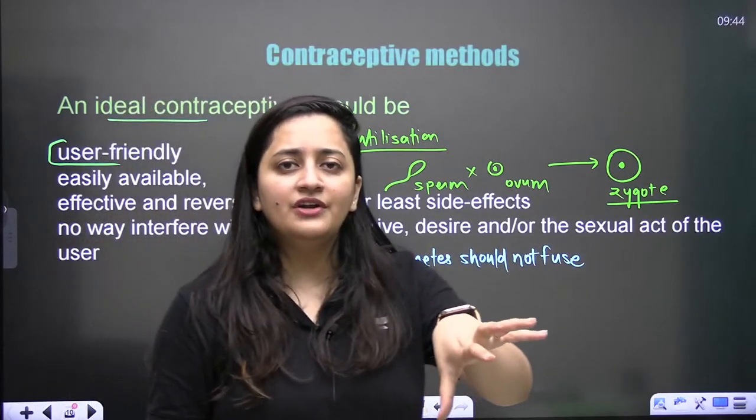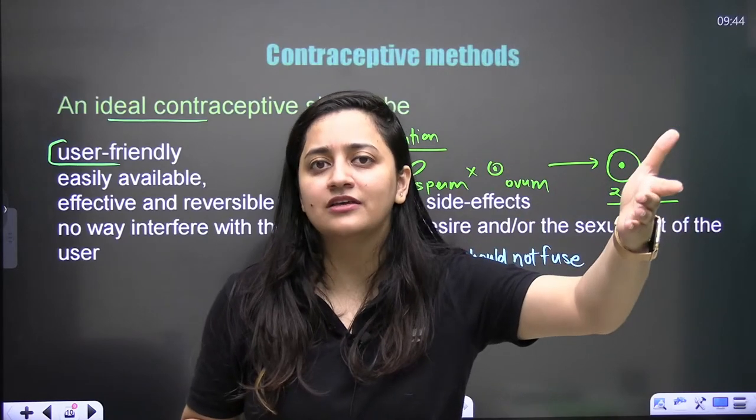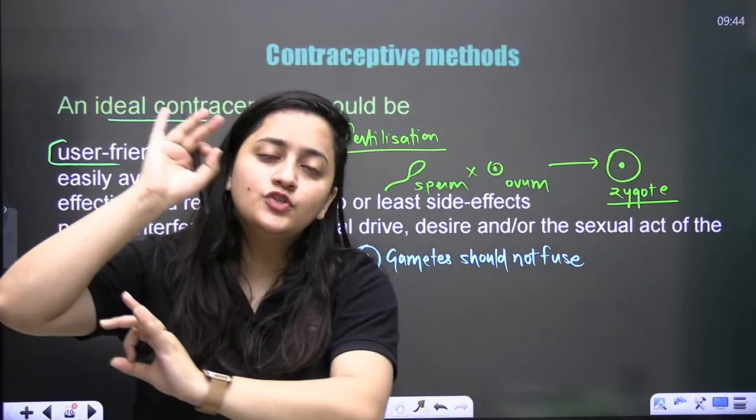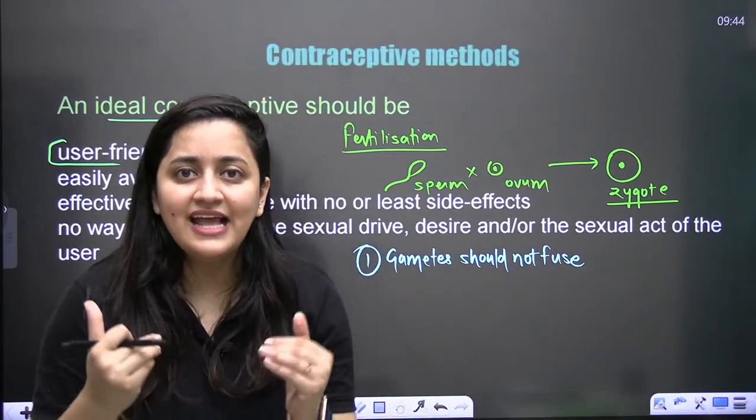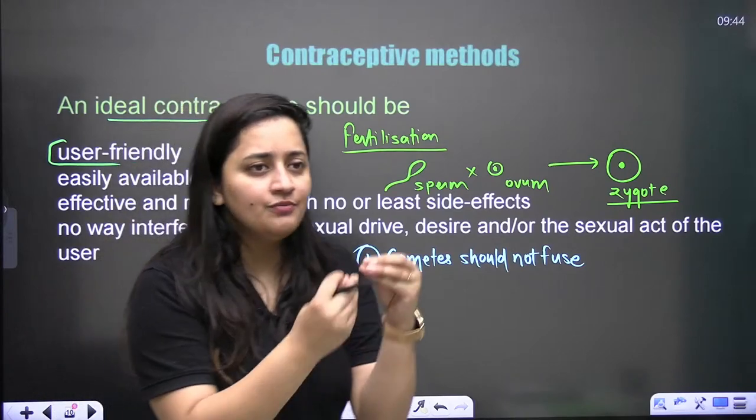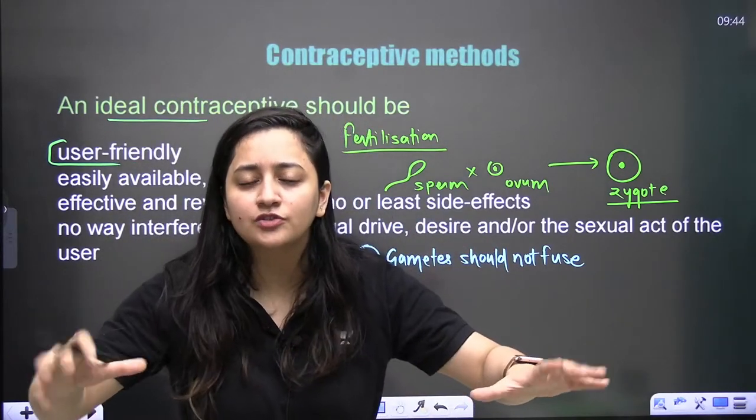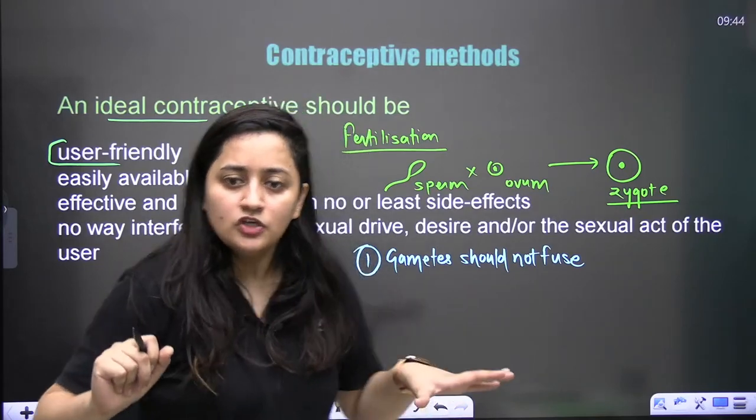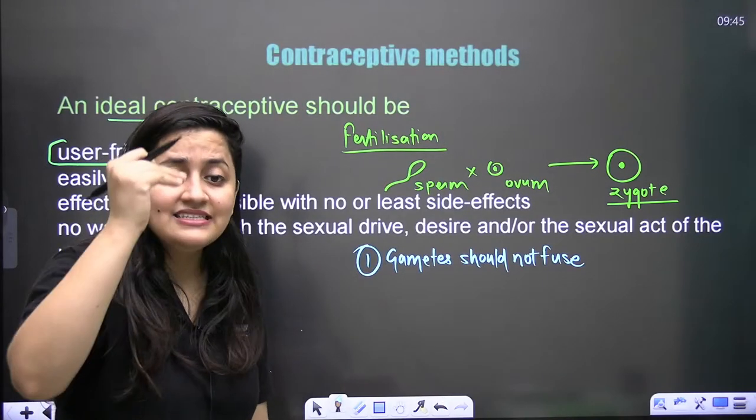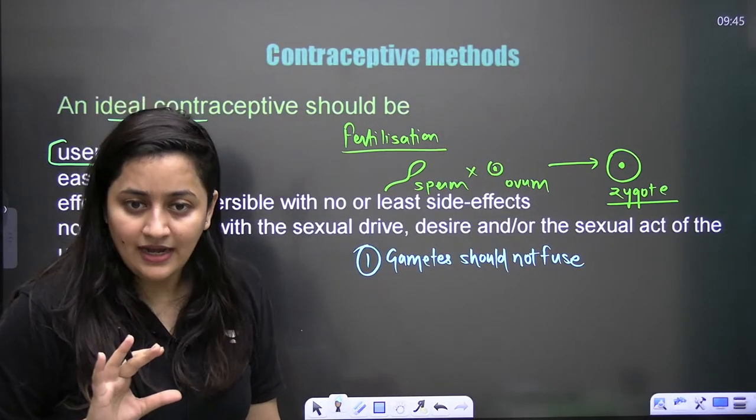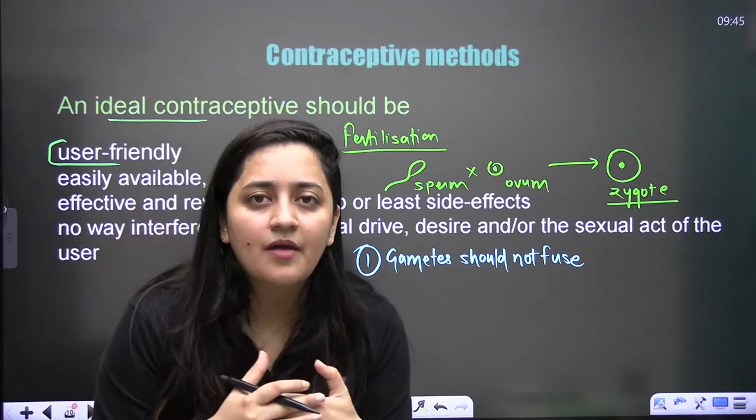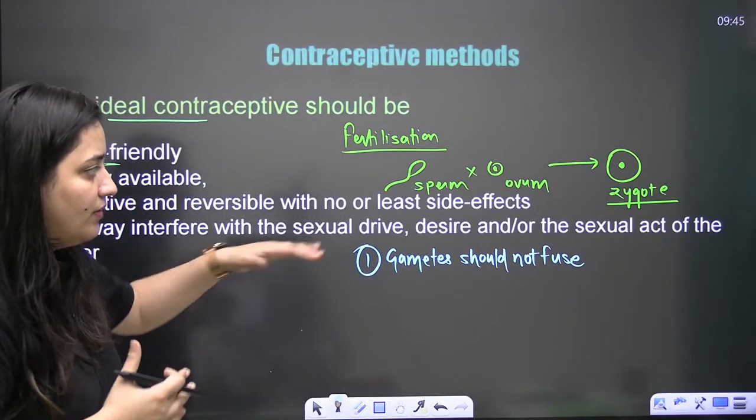Second way: let's say after ovulation, the female has sexual intercourse, but at that time sperm is not present. Again, there is no chance of fertilization. Or the male is not ejaculating within the female body. No ejaculation means no semen, so obviously there will be no chance of fertilization. On the basis of these steps, scientists have designed the contraceptive methods. The very first and most common step is to avoid the fusion of the gametes, the sperm and the ovum.